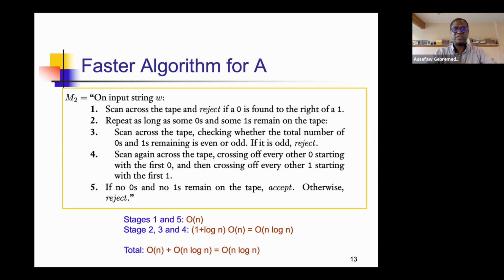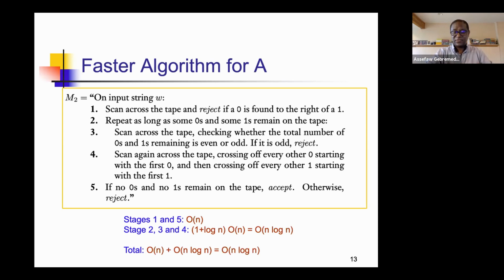So in stage one, we scan across the tape and reject if a zero is found to the right of a one. That's similar. What is happening in stages 2 to 4 in the current one is different from before. This one would repeat as long as some zeros and ones remain on the tape. But instead of just one step there, now we've got 2, 3, and 4. We scan across the tape, checking whether the total number of zeros and ones remaining is even or odd. And if it is odd, then we know they're not going to pair up. And so there is no business checking them, crossing off and things like that. We can immediately go and reject. But if it is even, then there is something to do.